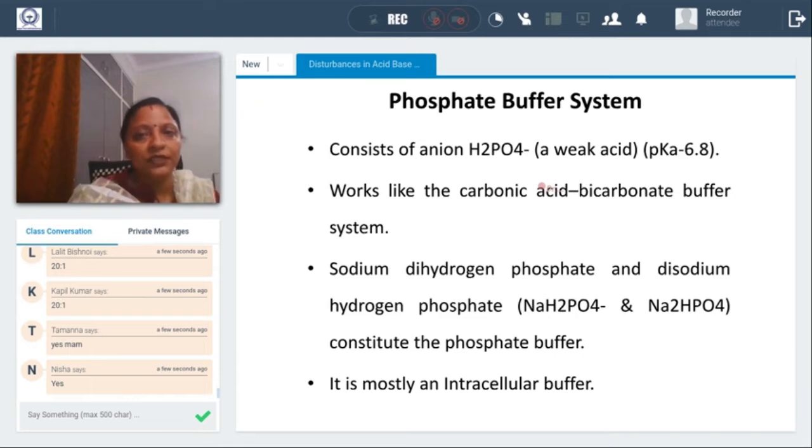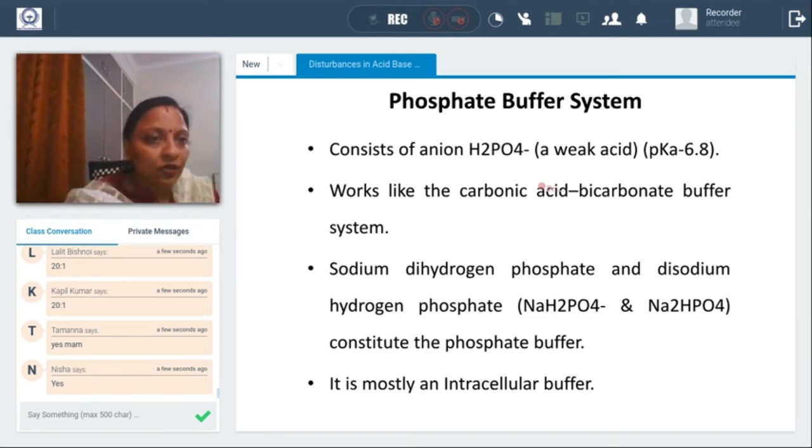Next buffer is the phosphate buffer system. It is also an important buffer system. It consists of the anion H2PO4 minus, a weak acid having pKa 6.8, and works like the carbonic acid bicarbonate buffer system. It is mostly an intracellular buffer. Please remember, this is an intracellular buffer.